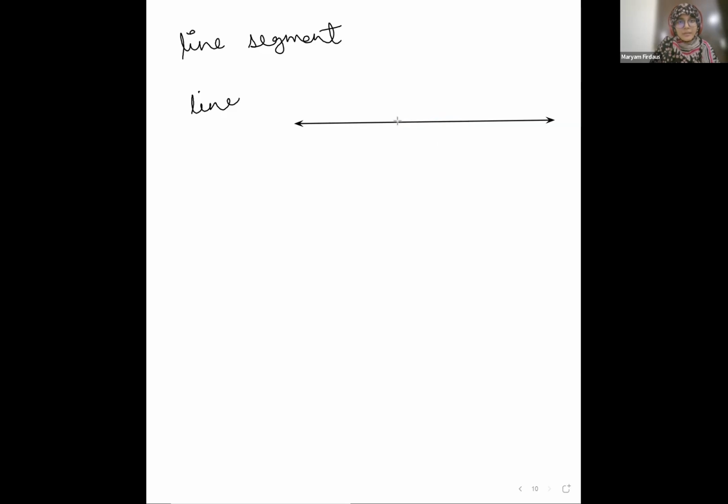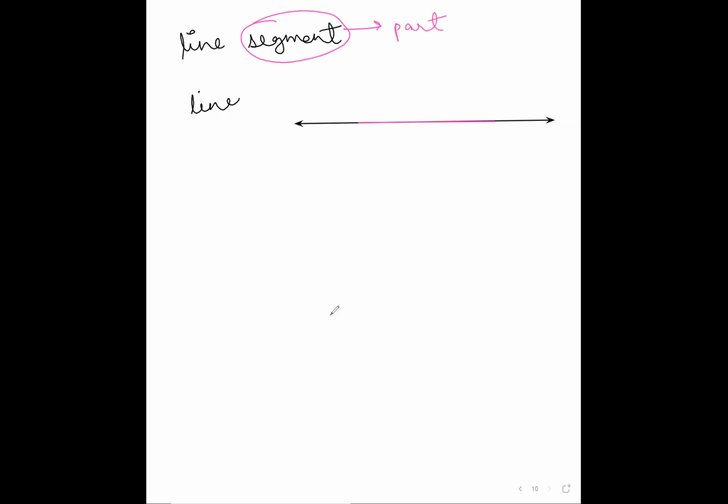Did you understand? Wait, I'm trying to make a perfect line segment. There you go. See, segment in English language means part. What does segment mean? It means part. Like for example, you say that I am dividing something into many segments. So segment means a part. So a line segment is a part of a line.